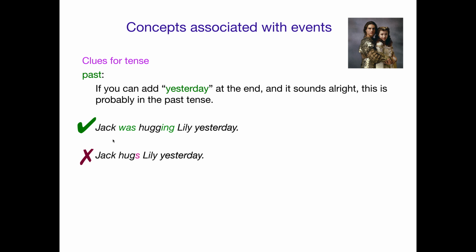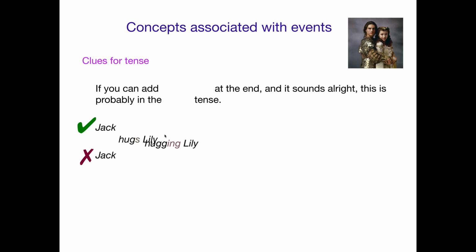And there are some clues besides just the morphology pieces we were just talking about. Again, those separate words like was, or word pieces like s, right? So let's walk through them. For the past, one way to tell is if you can add yesterday at the end, or some other event that indicates a specific time in the past, and it sounds all right, this is probably past tense. So Jack was hugging Lily yesterday. That sounds okay. Jack hugs Lily yesterday. Well, that doesn't sound right, and that's because, again, this is an indicator in English of the present tense, while was is indicative of the past tense in English.